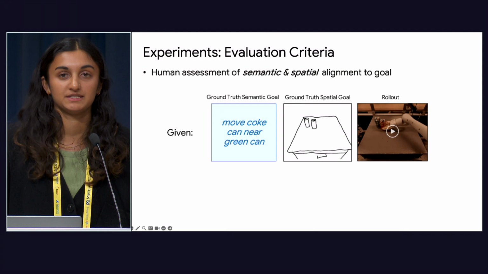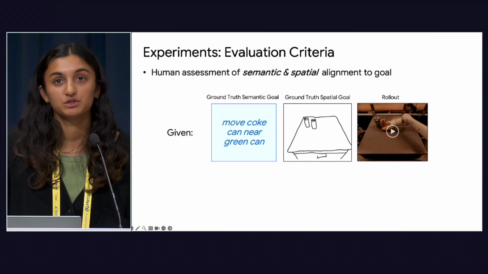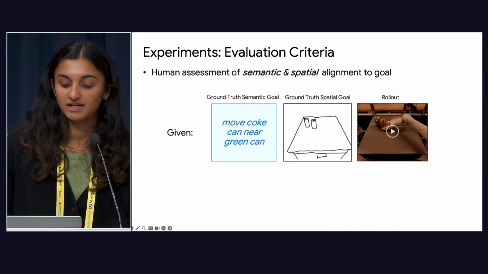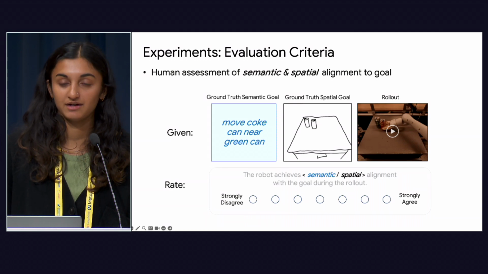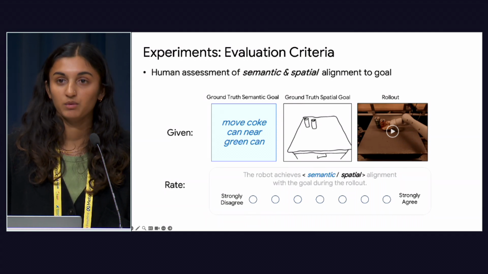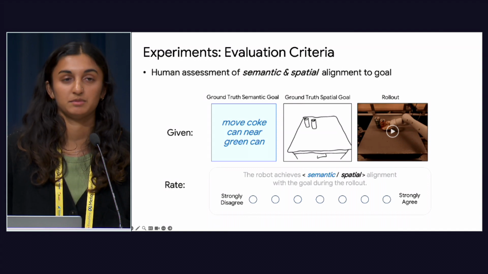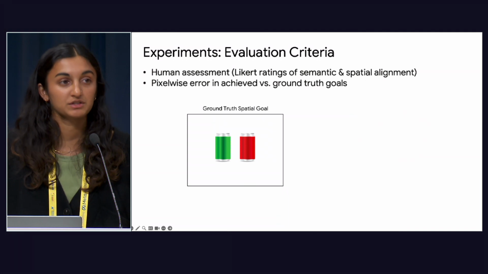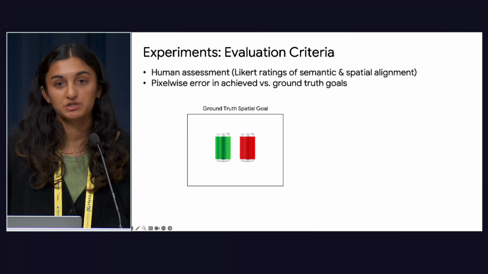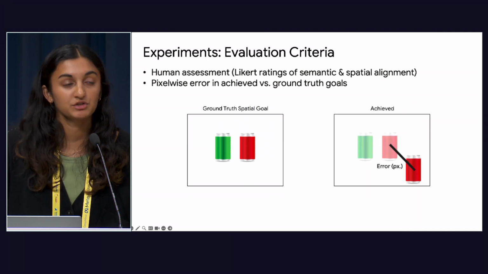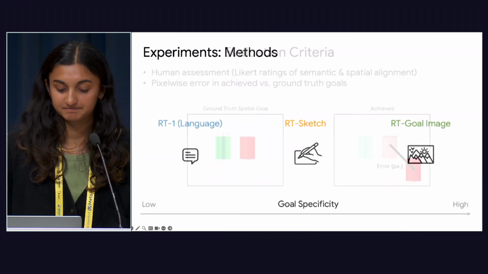In the first, we present human annotators with a ground truth semantic goal, a ground truth visual goal like an image or a sketch, along with a policy rollout video, and we ask a human evaluator to rate on a scale of 1 to 7 how well the given language instruction or given rollout aligns with the semantic or spatial goal. We also want to quantify how well each policy is able to achieve spatial precision. So we report the average pixel-wise error in achieved versus ground truth object states.